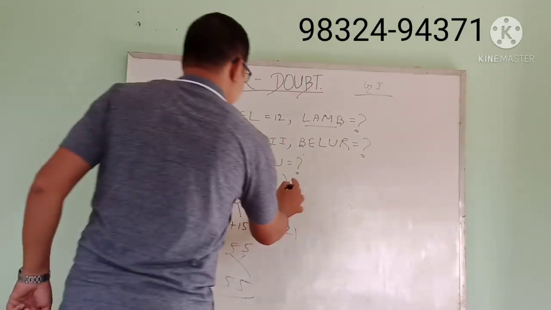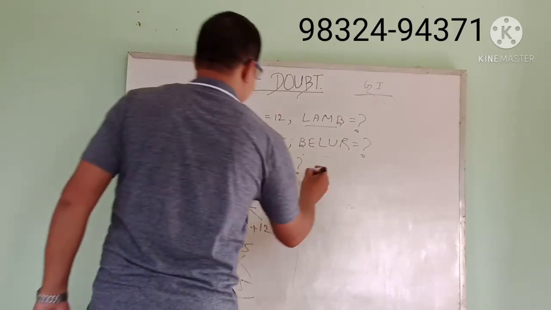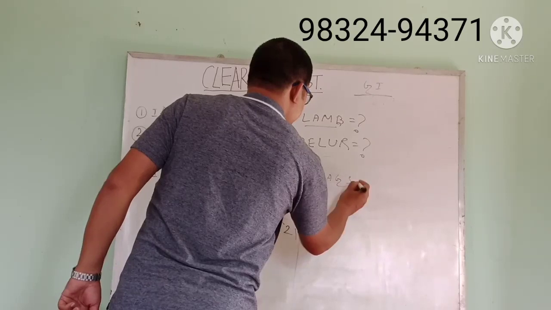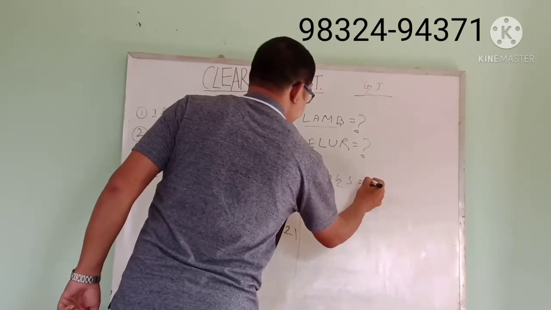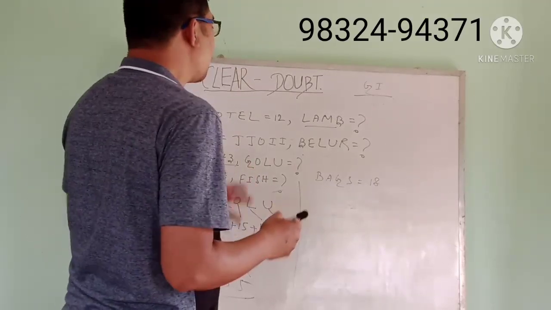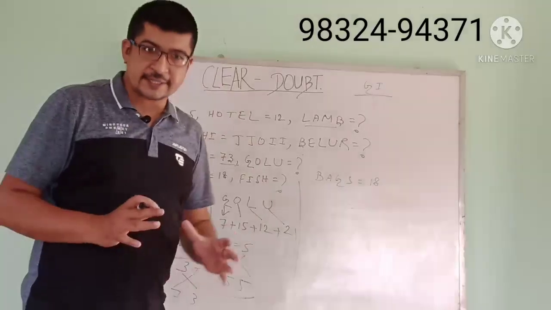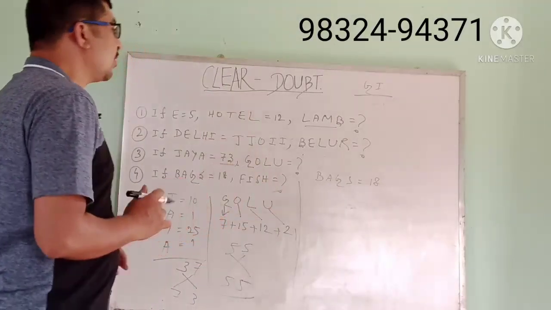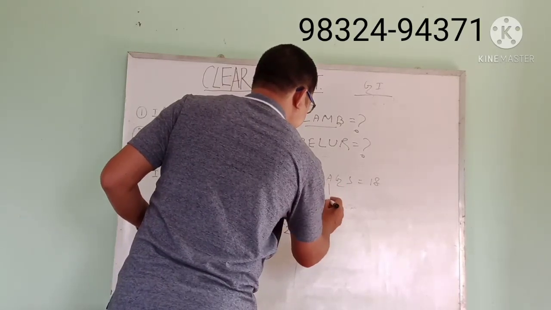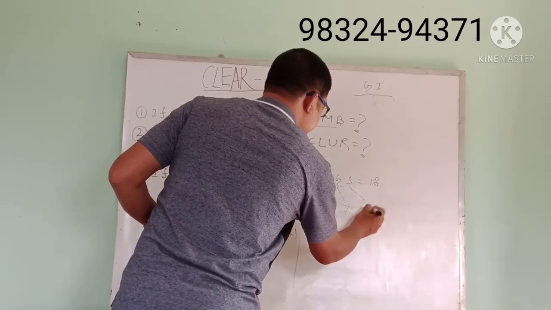Next mathematical portion. If BAGS is 80, what is the value of BAGS? In this portion, we put the forward place values. A to Z, there are a total of 26 letters, and we put the values. The value of B is 2. The value of A is 1. The value of G is 7. The value of S is 19.